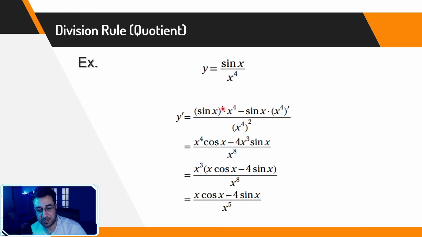So sine x prime, which is the derivative of the numerator, times the denominator as it is, minus the denominator prime multiplied by the numerator as it is, over the denominator squared. If you simplify that, it will give you x multiplied by cosine of x minus 4 sine of x, over x to the power of 5. As easy as that.